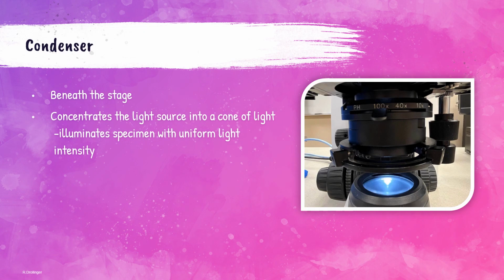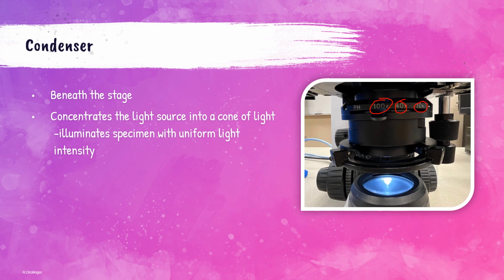The condenser is beneath the stage and above the light source. The condenser is the part of the microscope that concentrates the light source into a cone of light. This concentration illuminates the specimen with a uniform intensity of light. You'll notice here in this photograph that there are 100x, 40x, and 10x markings on the condenser. So this is what I'm talking about here.